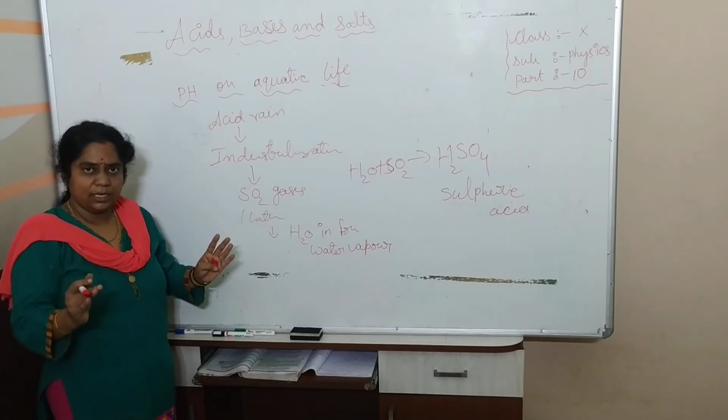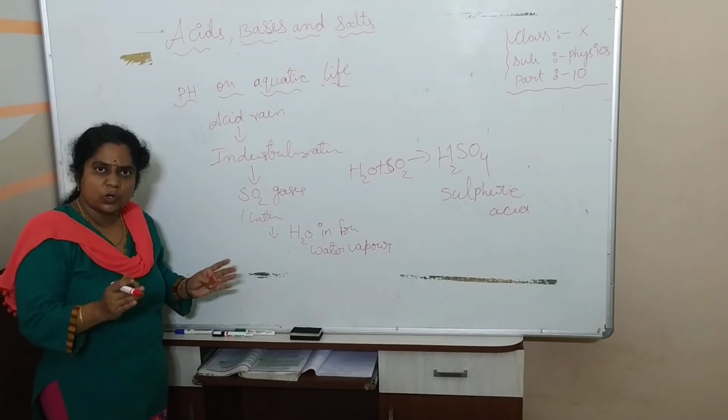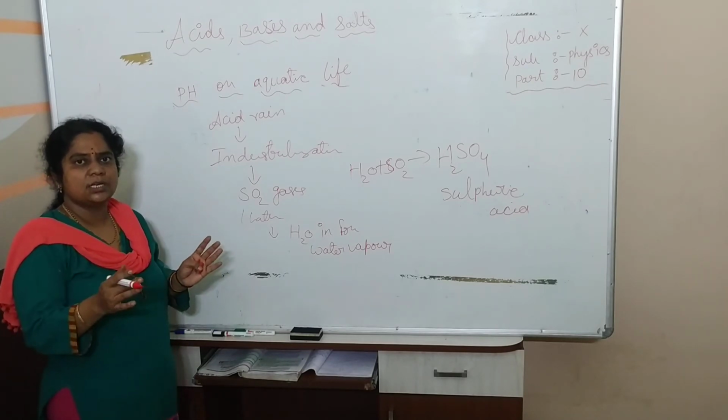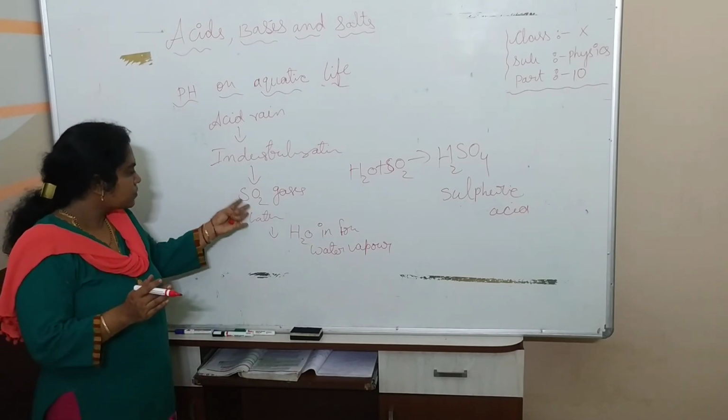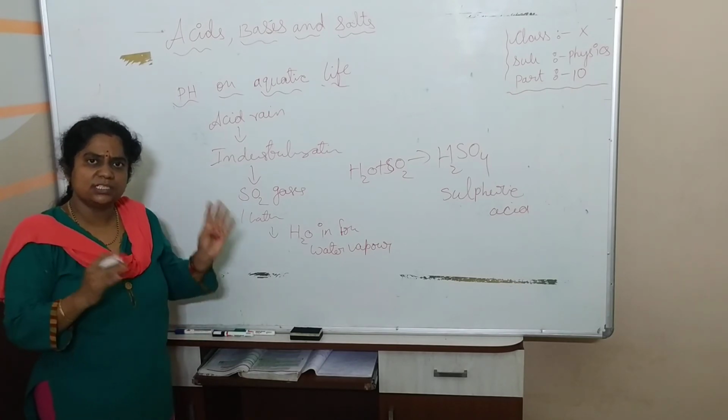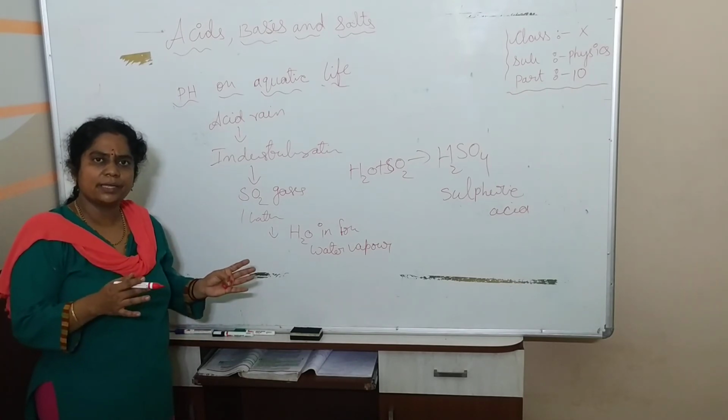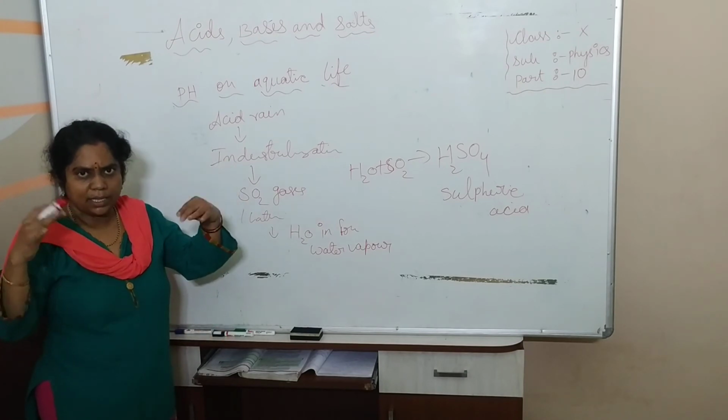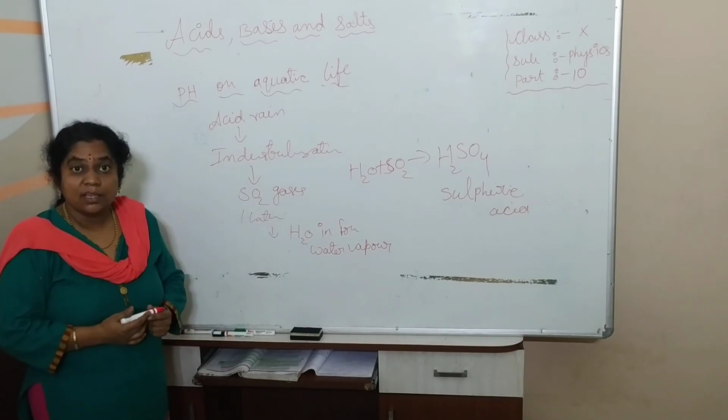Generally, the rain's pH will be neutral or near neutral. But because of the sulfur dioxide gas, it is mixing with water and forming sulfuric acid, and that acid is falling as rain. Then what are the effects?